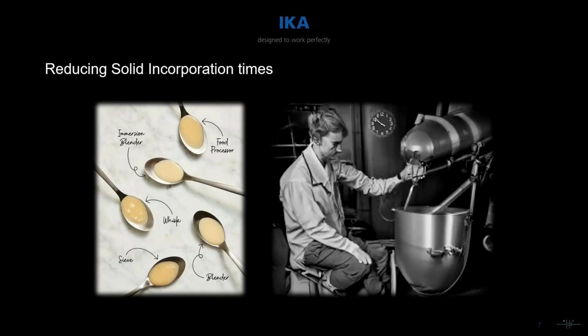All right. So keep that number in mind because we are going to use it in just a little bit as we talk about reducing our solids incorporation times. So as you see on the image on the left, my coworker found this really cool image that I like because it shows how the homogeneity of your final product is very affected by your mixing technique. We see the food processor and the blender do a much better job of homogenizing your mixture versus looking at the spoons that contain the mixture mixed with the whisk and the sieve.